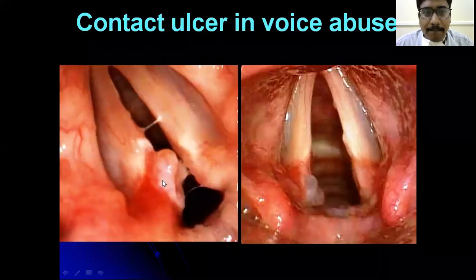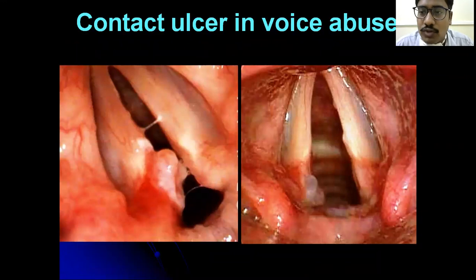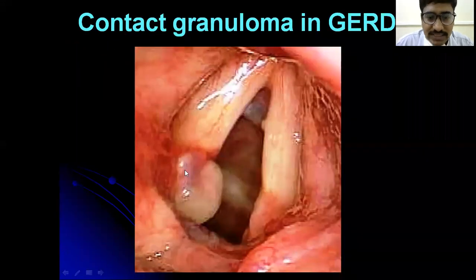So this is the contact ulcer at the posterior commissure. It is not a disruption. It is epithelial proliferation which forms a nodular swelling at the site of vocal abuse at the posterior commissure, which is called contact ulcer. So for contact ulcer, the most common site is the posterior commissure.